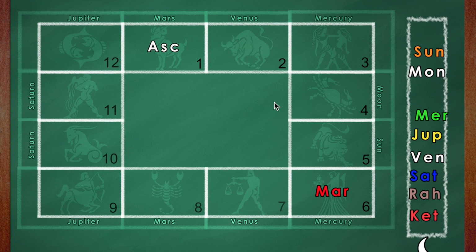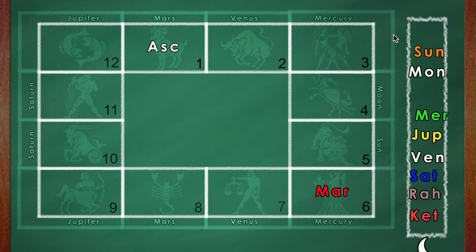There are 12 possibilities for Mars to be in the 6th house. Why do I have to spend so much time on this? The reason is, I just want to place before the viewers the fact that Mars in the 6th house will not give the same results.